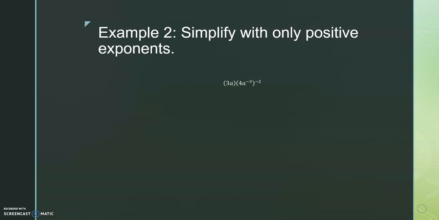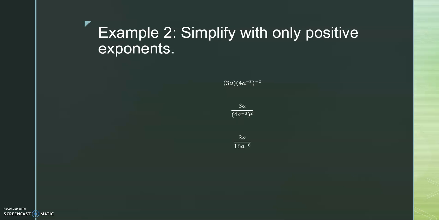Example 2. 3a times 4a to the negative third, all to the negative second. That negative second outside the parentheses with the 4a to the negative third moves the whole thing to the denominator. So it's 3a divided by 4a to the negative third squared. 4 squared is 16. A to the negative third squared is a to the negative sixth. 3a divided by 16, a to the negative sixth.